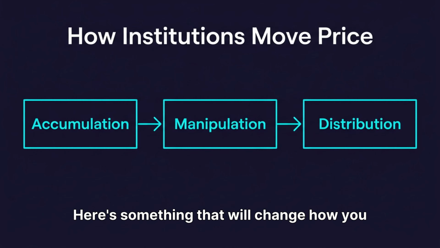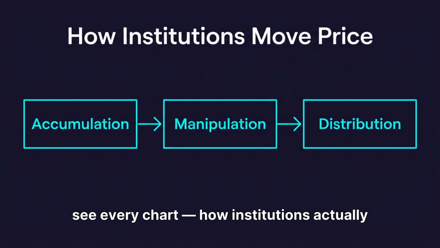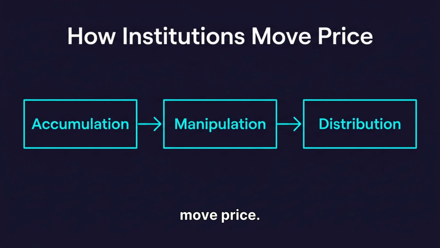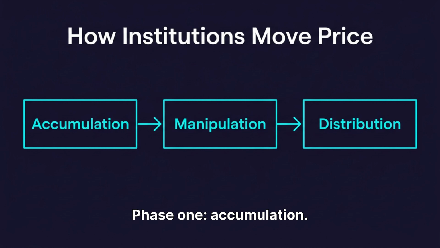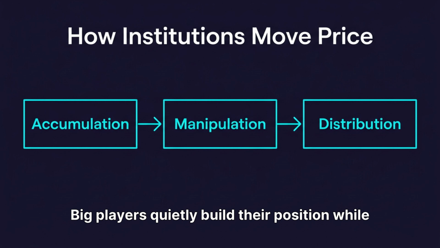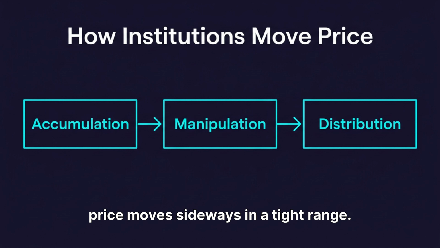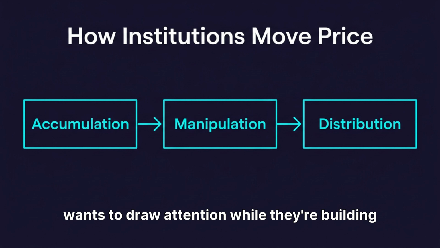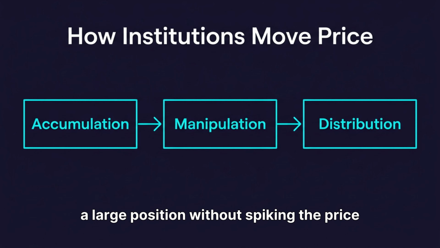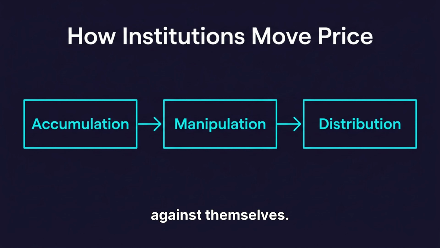Here's something that will change how you see every chart: how institutions actually move price. It generally happens in three phases. Phase 1, accumulation. Big players quietly build their position while price moves sideways in a tight range. It looks boring on purpose. Nobody wants to draw attention while they're building a large position without spiking the price against themselves.